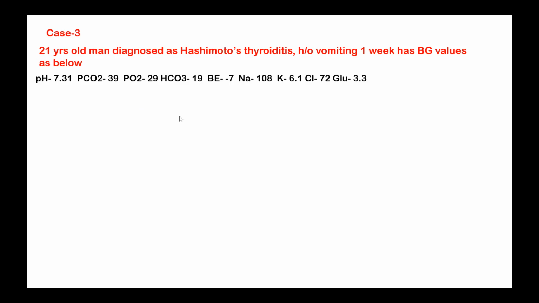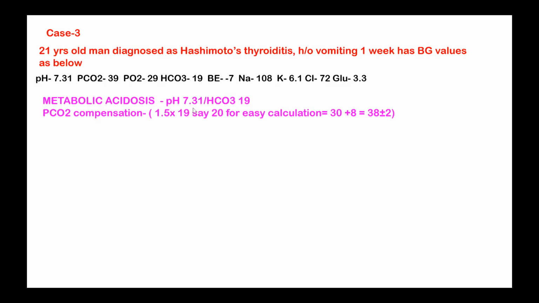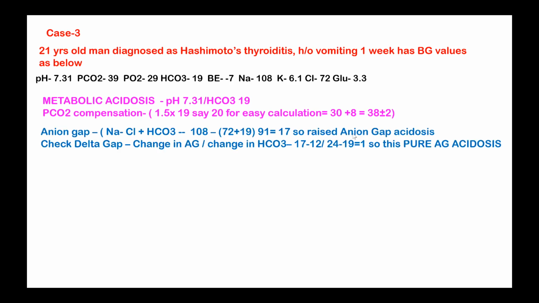What is the primary deficit here? Metabolic acidosis, partially compensated. So pH is 7.3, bicarb is 19. So PCO2 compensation is 38.0. So the PCO2 compensation is good, but the pH has not returned to normal.